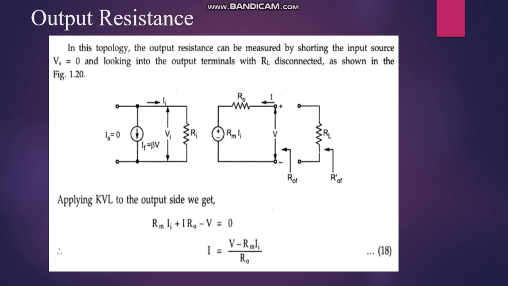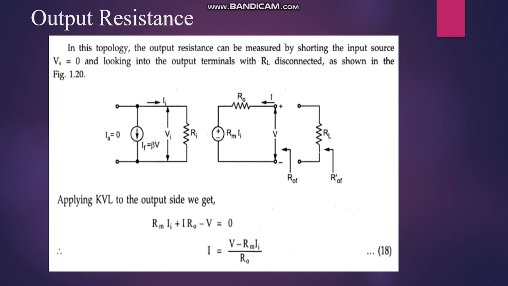First we have to apply KVL to the output side. For the output resistance we have to construct the output side. The output is a voltage, so I have to apply KVL, Kirchhoff's voltage law, to the output side. The sum of voltage gains is equal to the sum of voltage drops. Here the voltage gain is V.